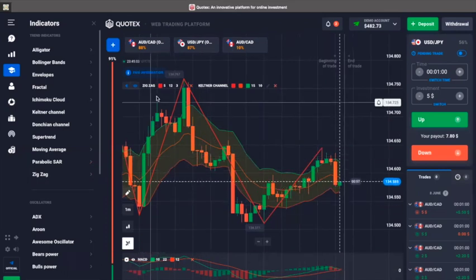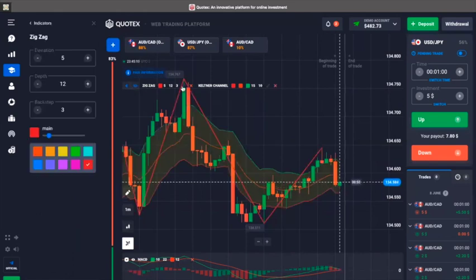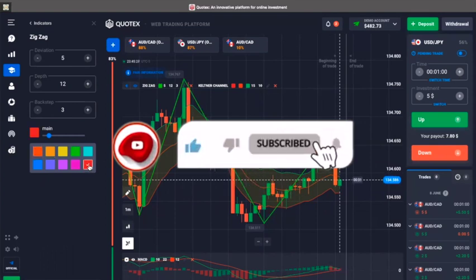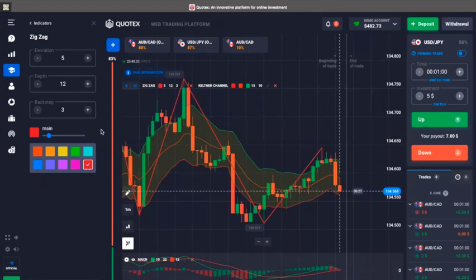When you get to your zigzag, you want to make sure these are the levels that you're dealing with. You want the deviation to be 5, the depth to be 12, the back step to be 3, and then you want it to be red, whichever color you can see it stand out with. If you wanted it to be this color, you could. It really doesn't matter, but I just go with the red simply because I can see it better and at a clearer angle compared to all the other colors.